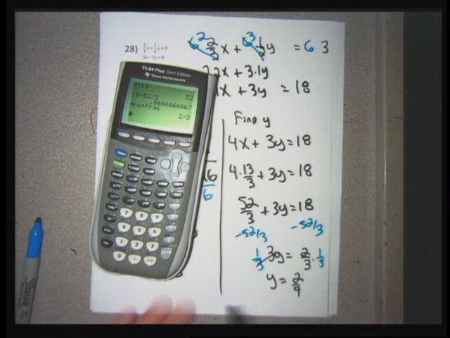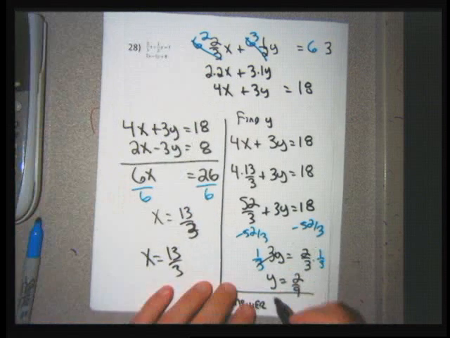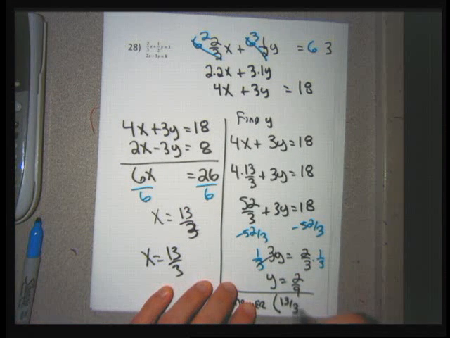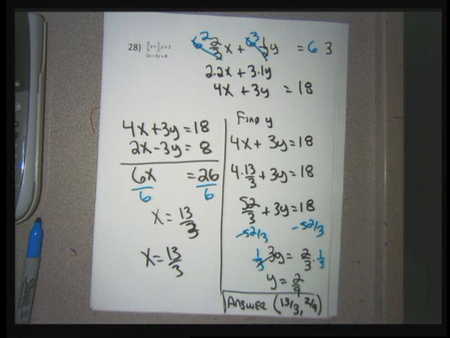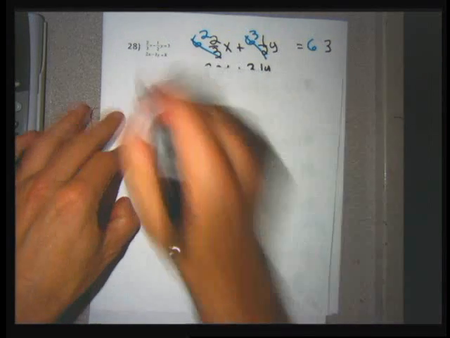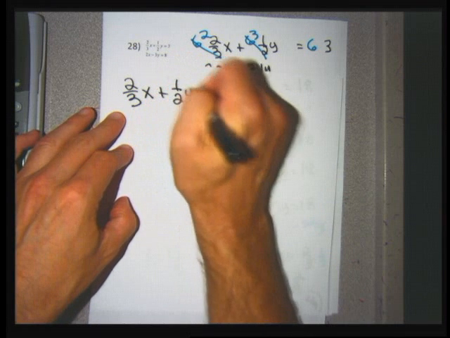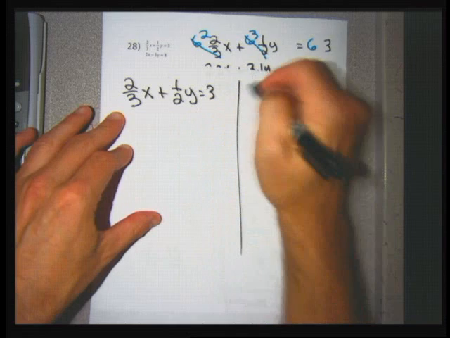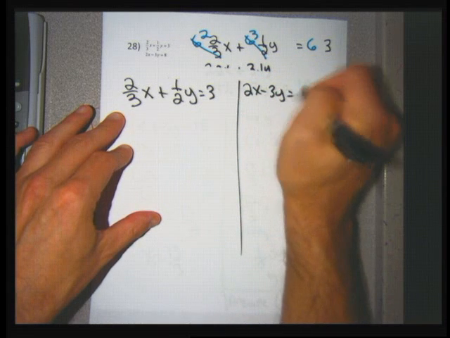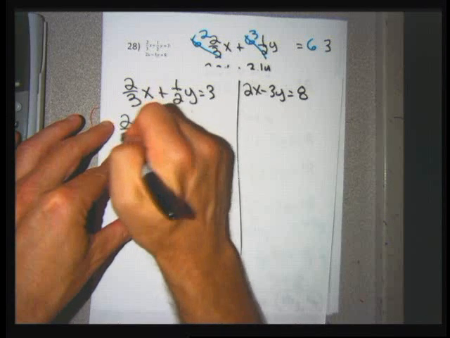So I claim that the answer, assuming I haven't made a mistake, is x equals 13 over 3, y equals 2 over 9. I don't give many fraction answers, so I should check that. I'm going to check it in the original problem, just in case I made a mistake on my first line. The original equations are 2/3 x plus 1/2 y equals 3, and 2x minus 3y equals 8.